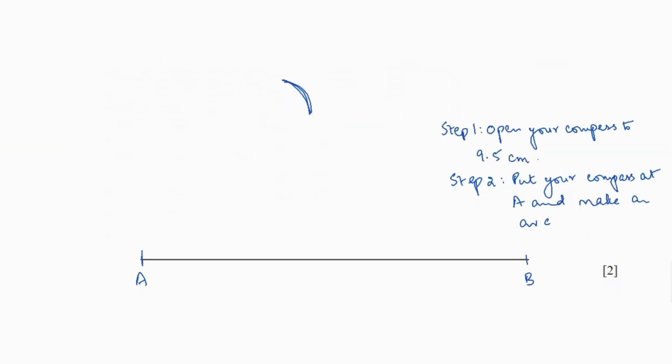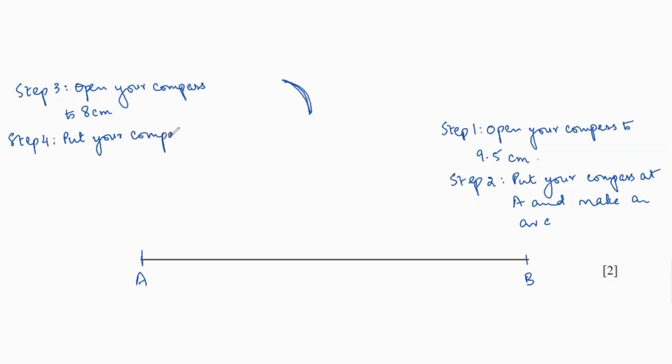So step 3 is going to be: open your compass to 8 centimeters. Put your compass at B and make an arc.